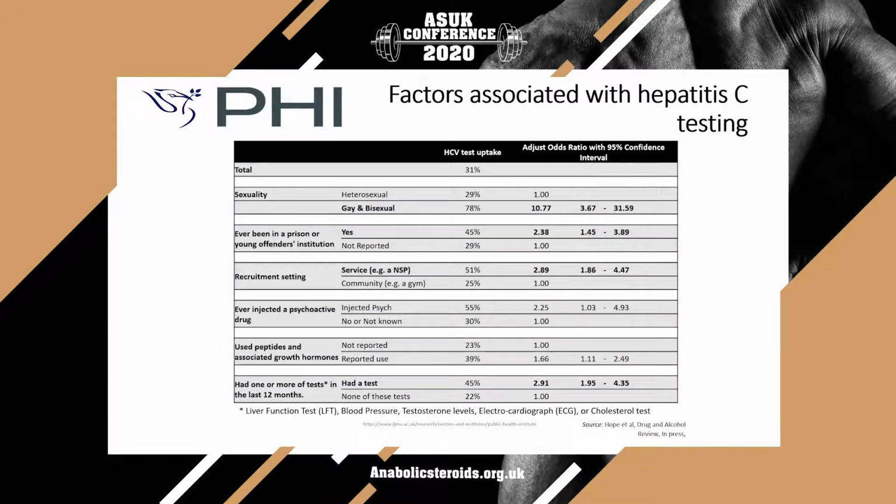Looking at hepatitis C, we find a similar pattern. Again, bisexual men are more likely to report uptake of hepatitis C testing. Those who had been imprisoned were more likely to report uptake of hepatitis C testing. But similarly to HIV, those recruited in services such as needle syringe exchange programs were much more likely to have been tested than those who were recruited in community settings. And yet again, those who had had a metabolic or physiological test were also more likely to report uptake of hepatitis C testing.